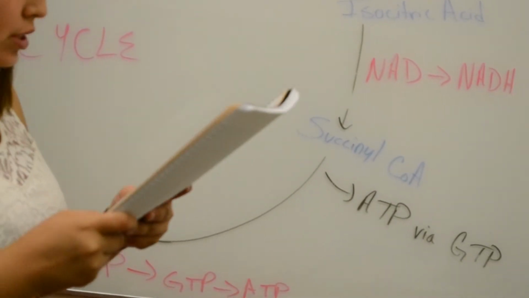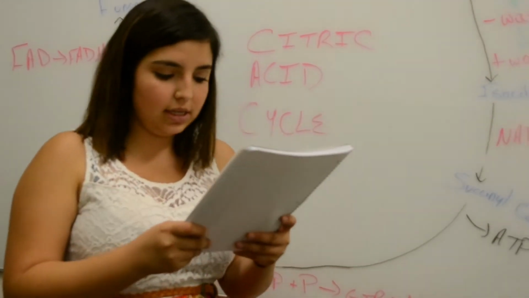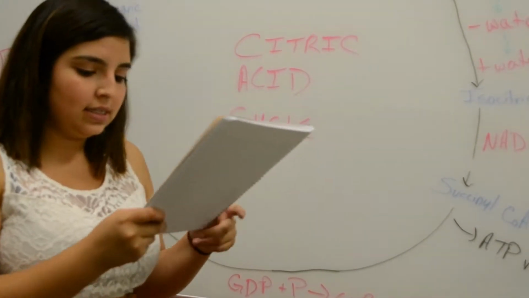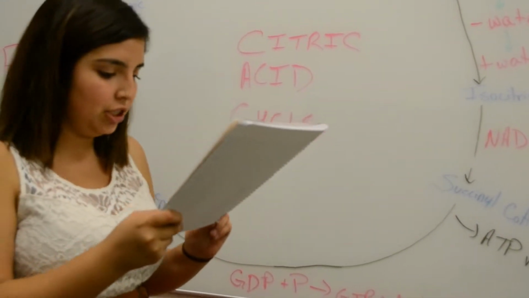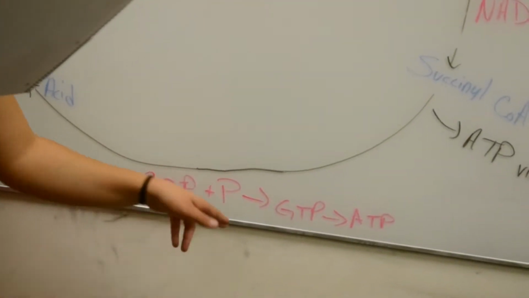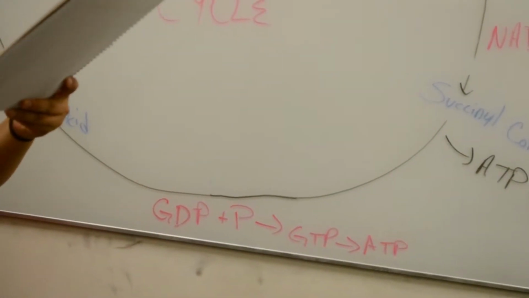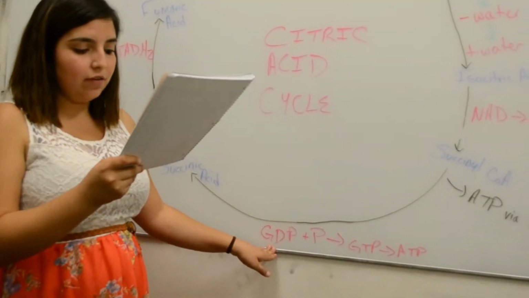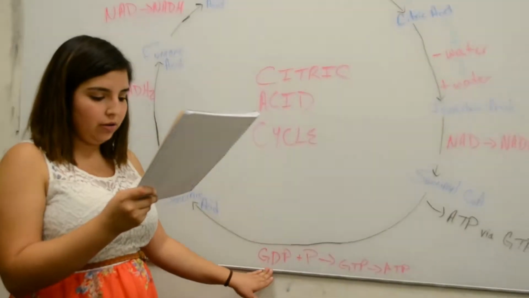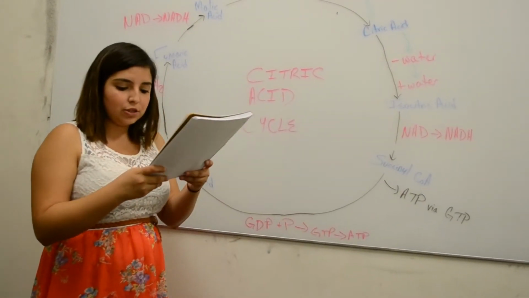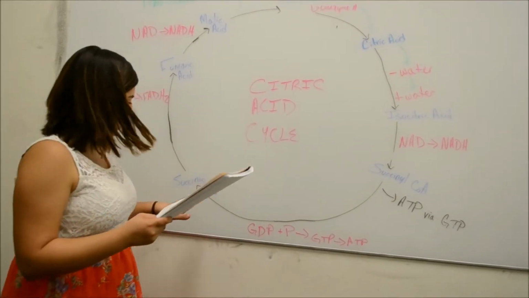GTP is similar in structure and energetic properties to ATP. GTP synthesis occurs with the addition of a free phosphate group to a GDP molecule. GDP is much like ADP. After the phosphate group is added to the molecule, it is transferred from GDP to form a GTP. The resulting product is succinic acid.